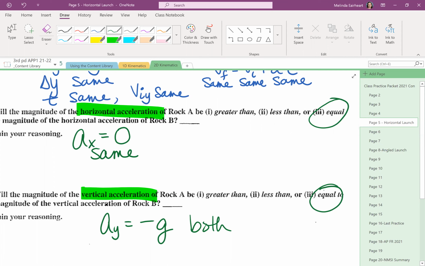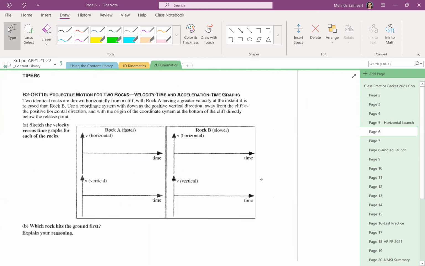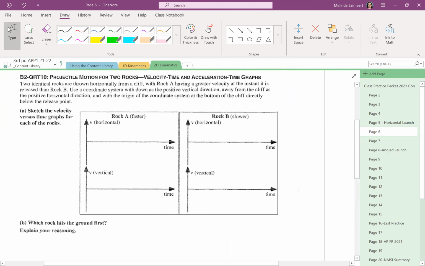Okay, questions on page 5. A little bit more concepts, get our feet wet here before we do some calculations. What about page 6? Another comparison. Same 2 rocks type situation, okay? 2 identical rocks thrown horizontally from a cliff, same. So think about the same picture.